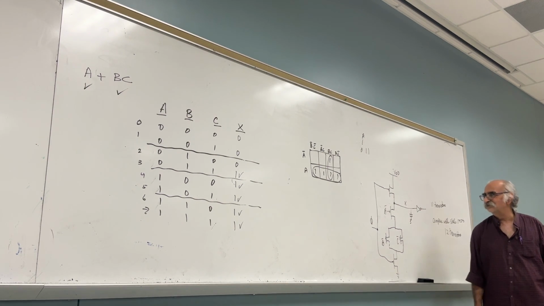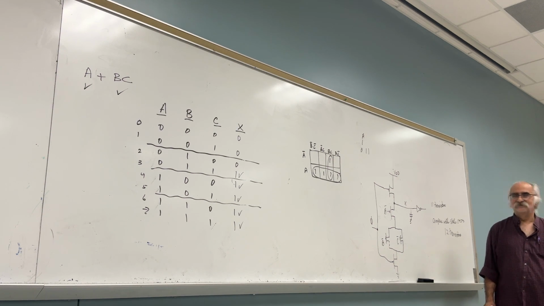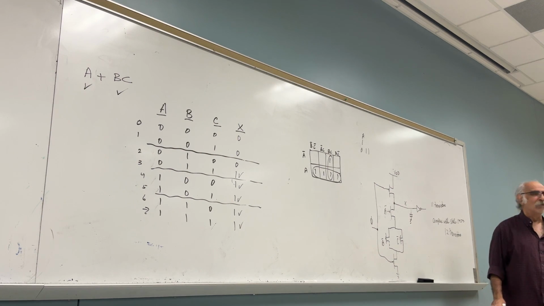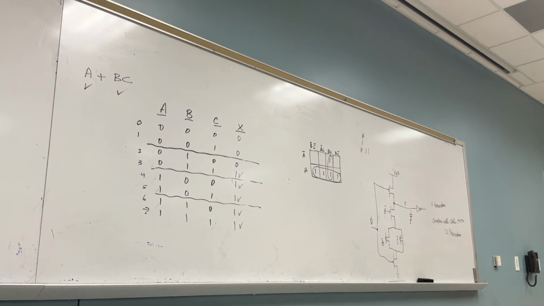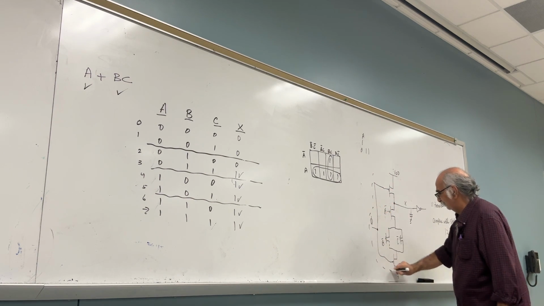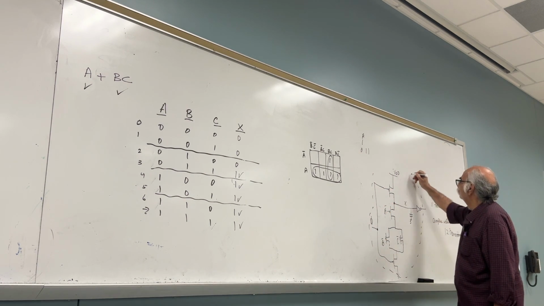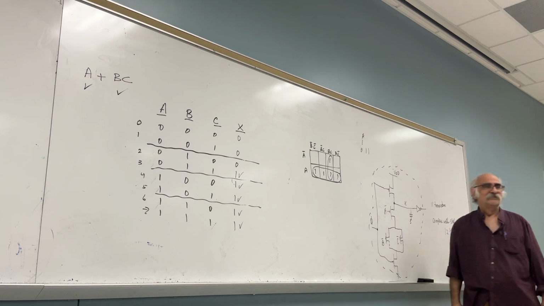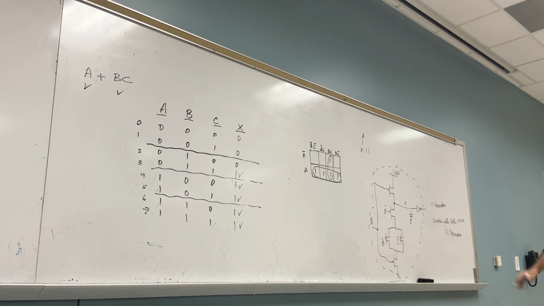This is X. Do I have access to X? No, I have only access to what? To the output of the inverter, which is the X bar. Did you get it or not? Okay, this whole thing is called what? Domino logic here. Clear?